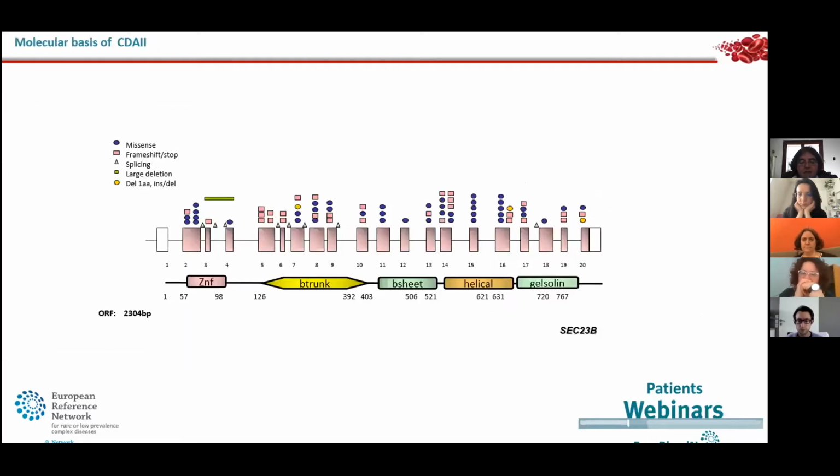And some years ago, the gene was identified. The name of the gene is SEC23B. As you can see here, the squares and circles are the different mutations found in the gene. So you see, also in this case, many different variants.